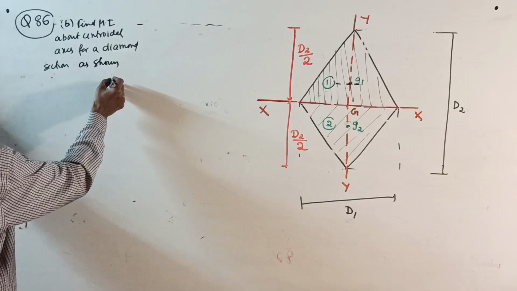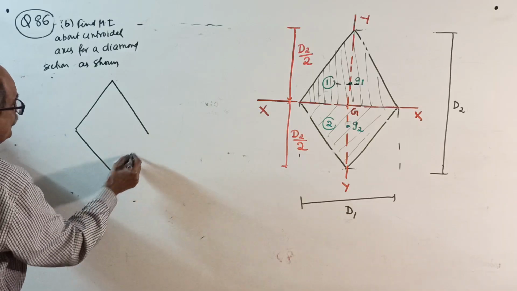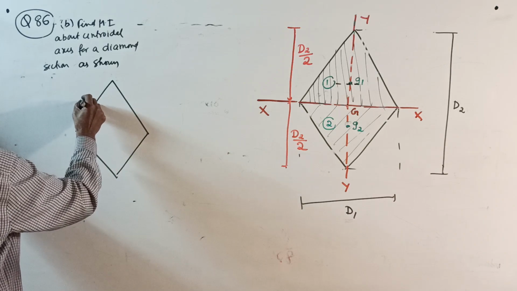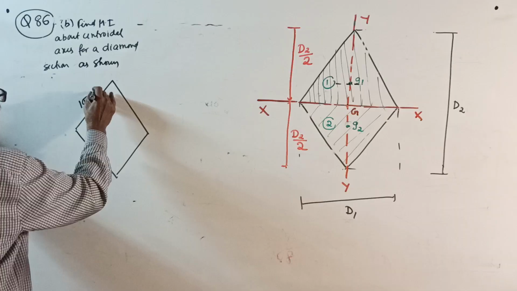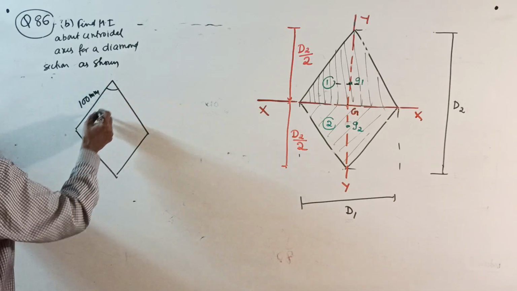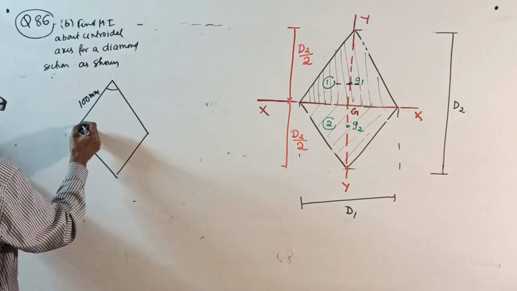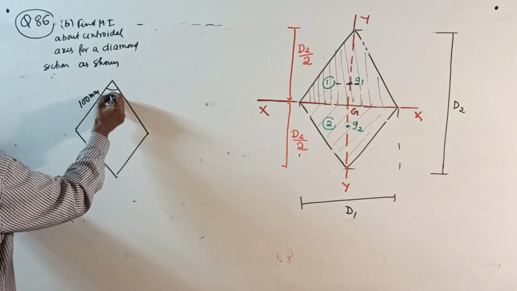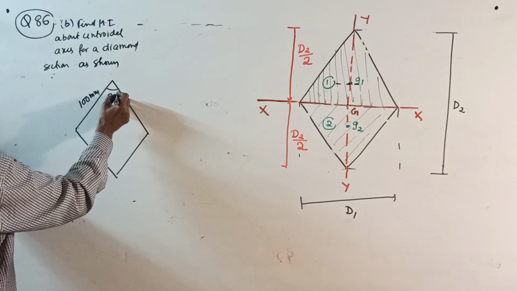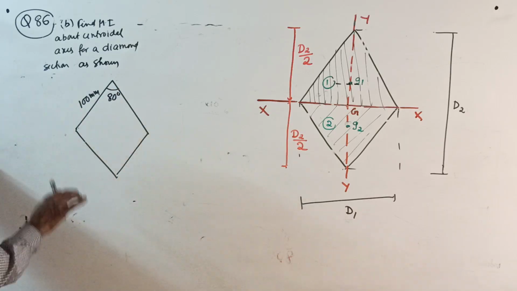They told a section this way, a diamond section. What they have done is, instead of giving the diagonal, they have given the side as 100 mm. And now they have to give the angle. This angle they will give as 80 degrees. If that is 80, the other will become 100 degrees. So 80 degrees, over.